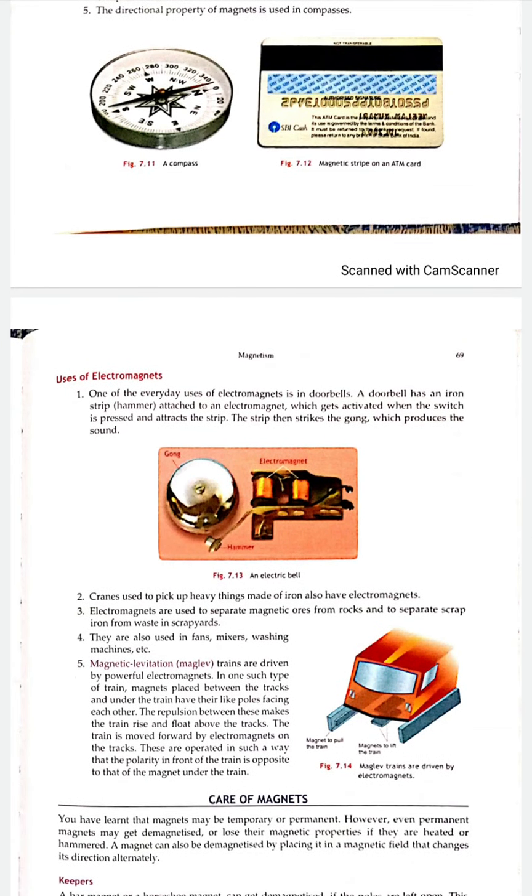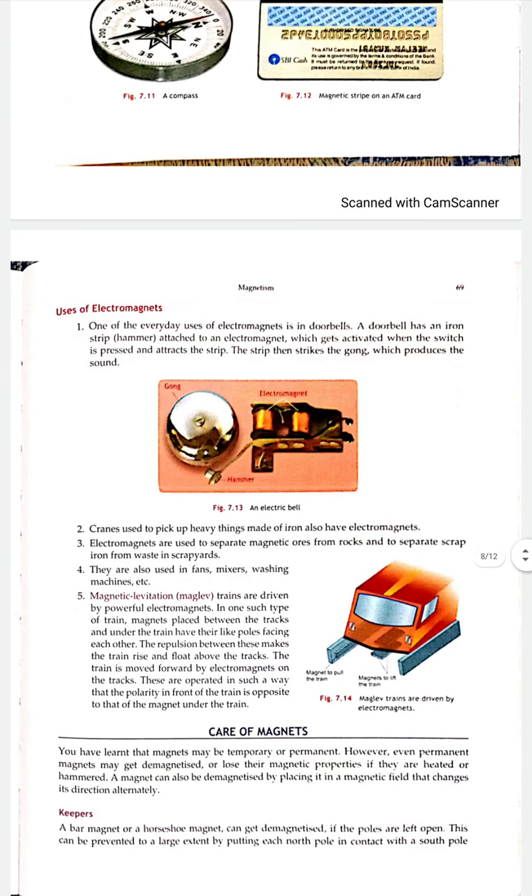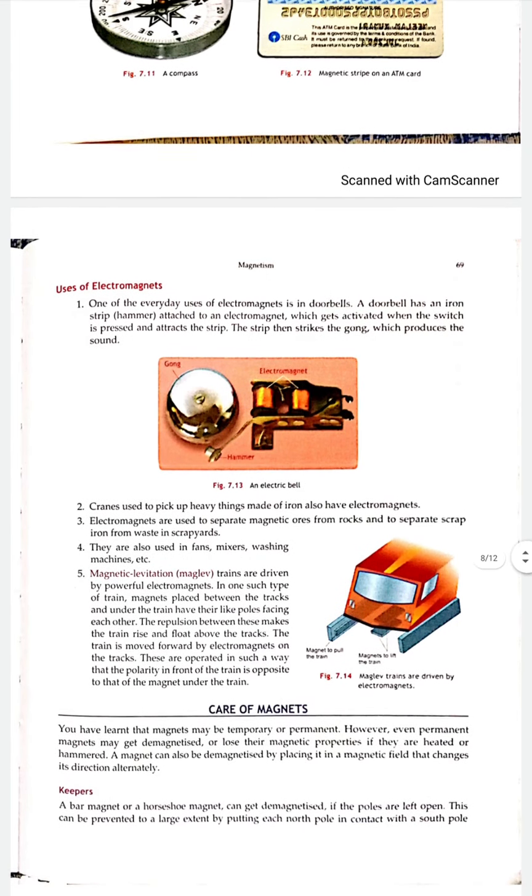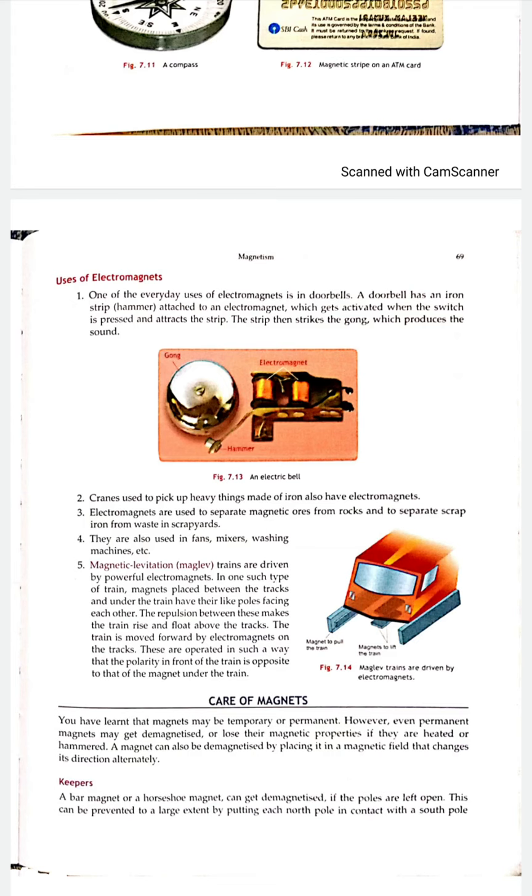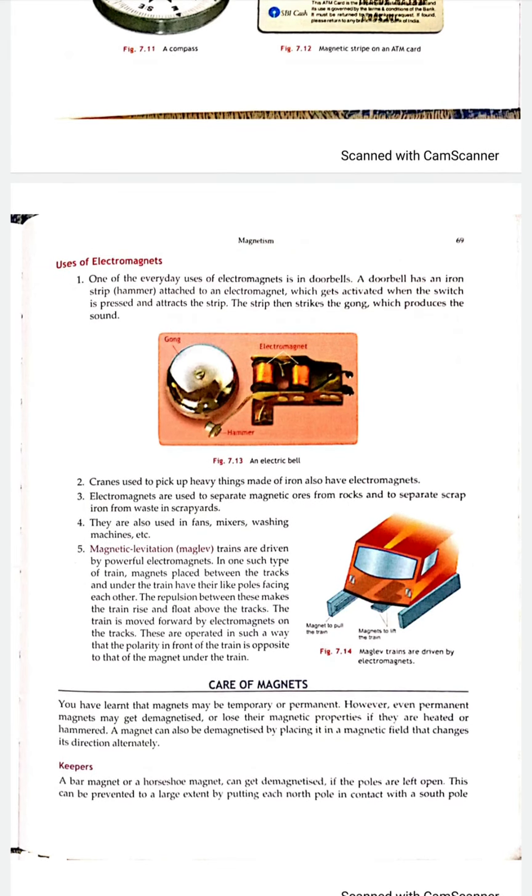Cranes which are used to pick heavy loads also have electromagnets inside them. Electromagnets are used to separate magnetic ores from non-magnetic material. They are used in the motors of fans, mixers, washing machines, etc.